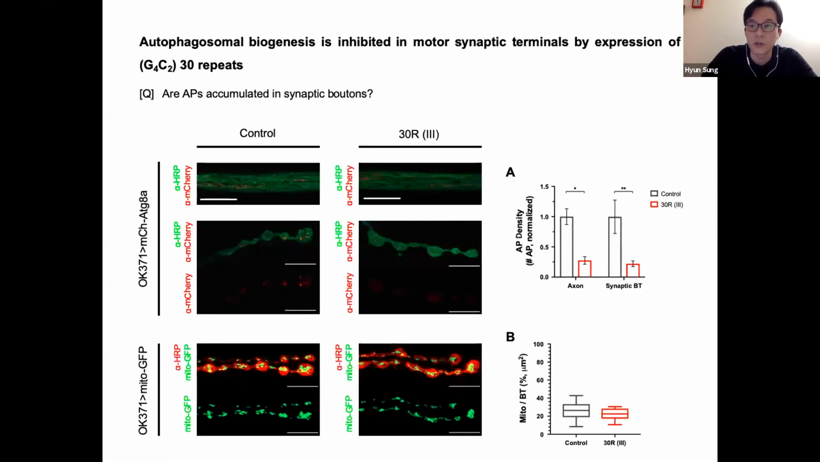Because we know neuronal autophagosomes normally develop in the very distal part of the axon, we wanted to ask whether the autophagosomes are accumulated in the synaptic bouton. So we also checked the synaptic bouton area. And this is the quantification result: not only in the axon, but also in the synaptic bouton, we see a reduced number of autophagosomes. This defective phenotype was very specific to autophagosomes, because when we checked mitochondria, the number of mitochondria was not disrupted, which suggests that the biogenesis of autophagosomes is presumably downregulated in this animal.